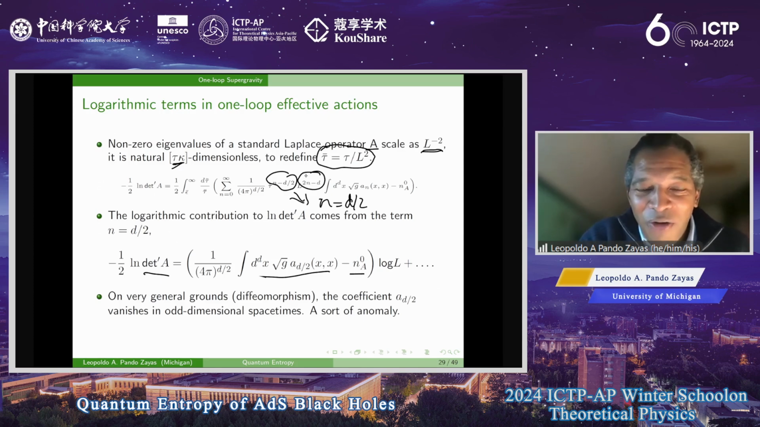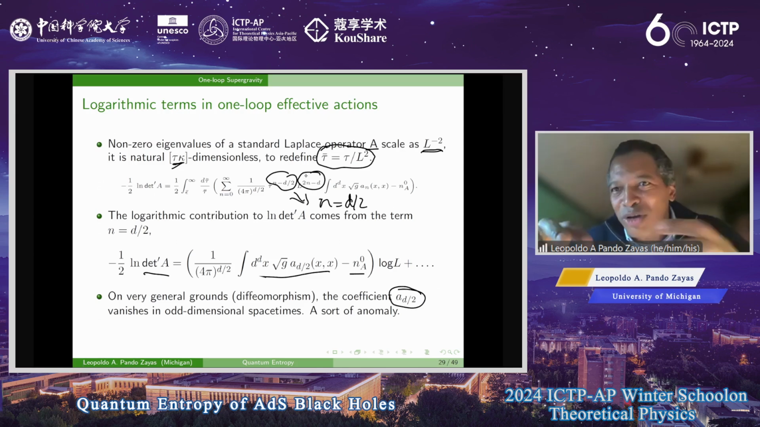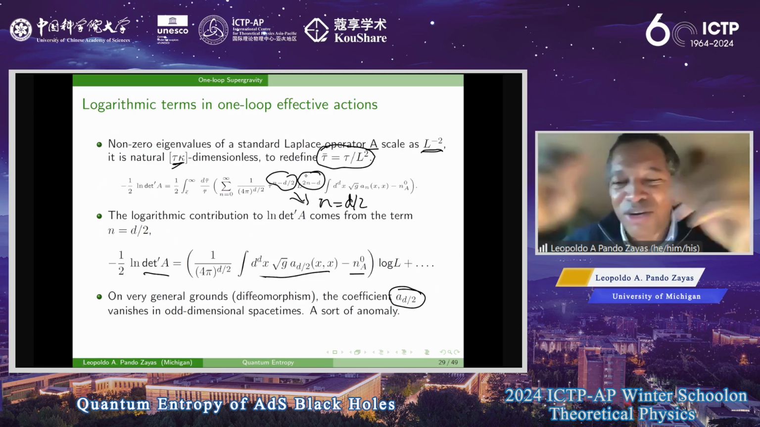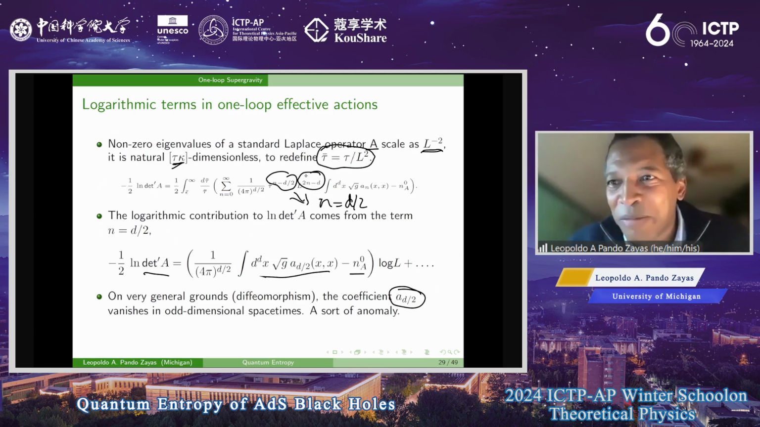But now on very general grounds, if my space is odd dimensional, like in 11 dimensions, then this has to vanish, because I told you it is constructed out of curvature invariants, and in odd dimensions there are no ways that I can contract that many indices. So it gives you zero.